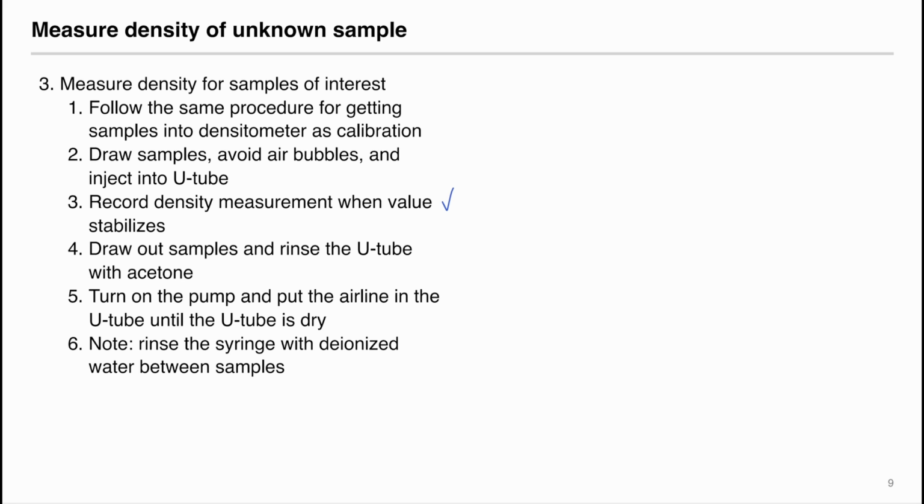And finally, we will draw out the samples and rinse the U-tube with acetone, so this avoids cross-contamination. And we will turn on the pump and put the air line into the U-tube until the U-tube is dry for the other samples. And make sure that you rinse the syringe between uses so that you also avoid cross-contamination in this step.